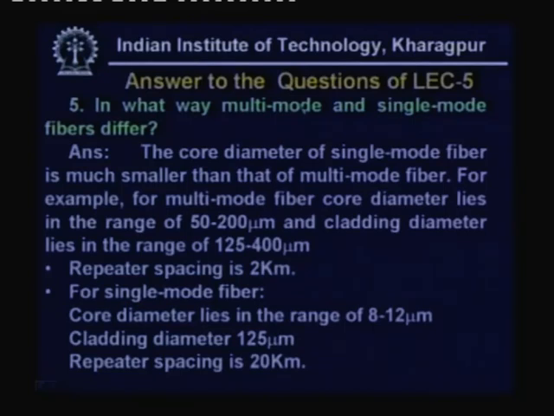Essentially it is the core diameter that is the difference here, and the cladding diameter, and the repeater spacing is 2 kilometers for multi-mode fiber. For single mode fiber, as you can see here, the core diameter is 8 to 12 micron, cladding diameter is 128 micron, and the repeater spacing is 20 kilometers. So with this we come to the end of this lecture. Thank you.